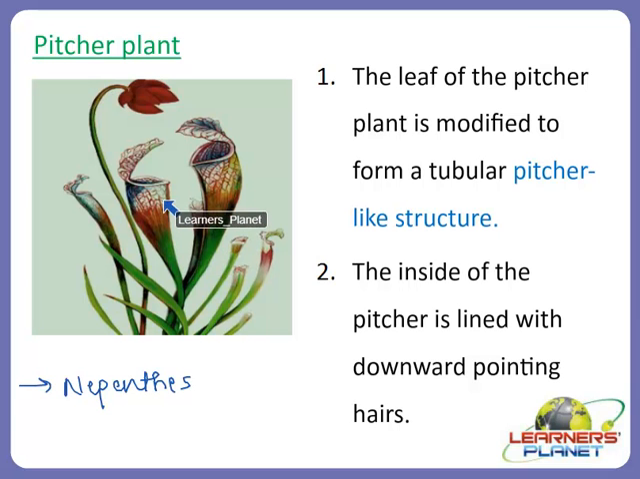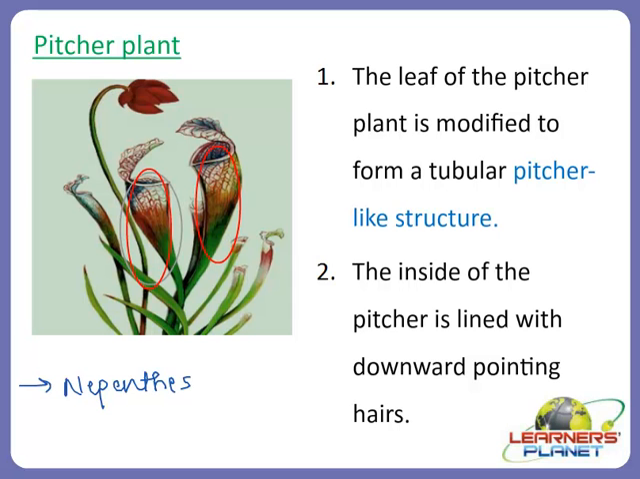Can you see this pitcher? Like a jug. So the pitcher has nectar-producing glands, and the shiny surface of the pitcher and the nectar are secreted by nectar glands, which attract the insects.